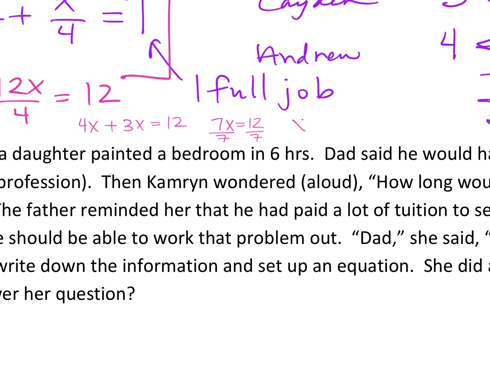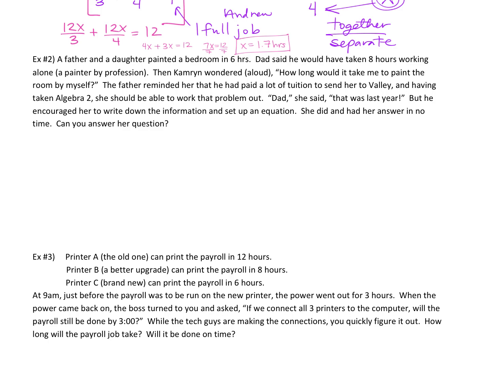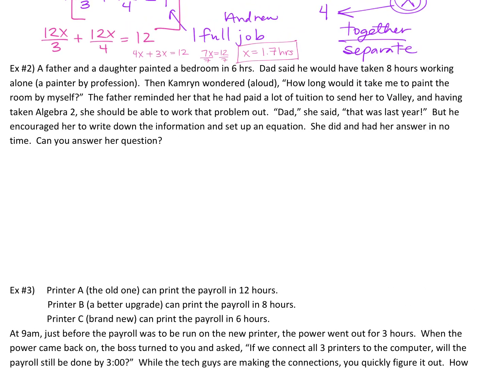So x is 12/7 or 1.7 what? Hours. That's how long it will take if they do it together. So what the one can get done in 4 hours and the other can get done in 3 hours, if they work together, they're done in 1.7. Teamwork makes the dream work, right? If you're actually working, it makes the dream work.